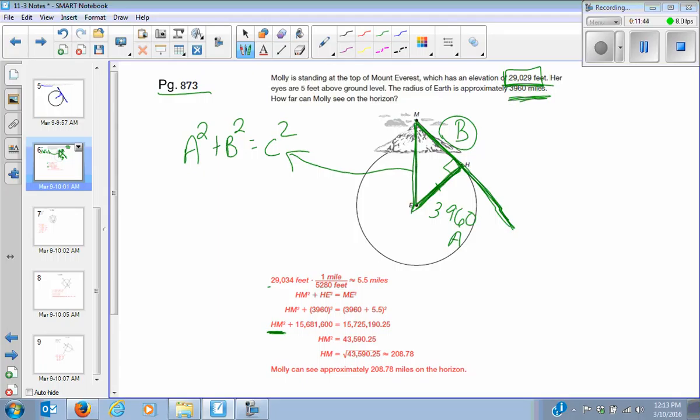Now this value right here, where did they come up with that? Well, if you look at this, from here to here is the radius of the Earth, but from here up is how high she is. So you actually had to take that 3,960, which is the radius of the Earth, to the center of the Earth, and then you had to add the 5.5 miles she is up in the air because she's on the mountain, and that would actually be our C value. Then the rest is just a plug and chug, just doing some math as far as adding.